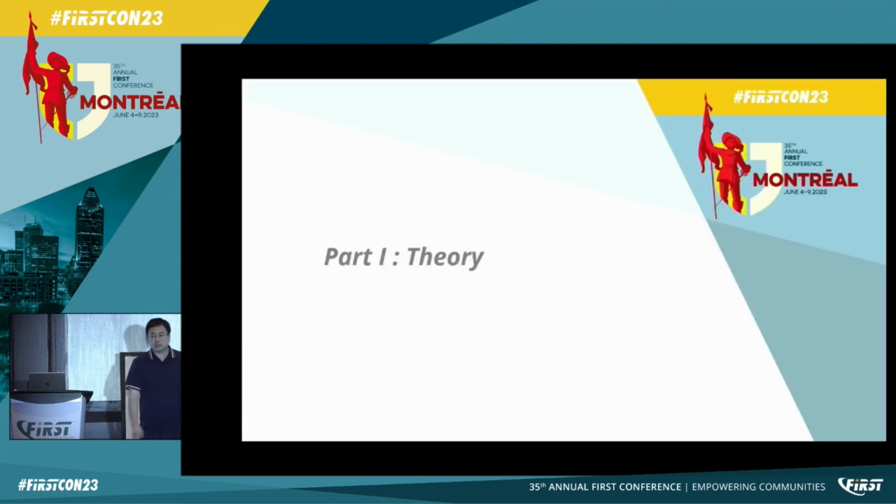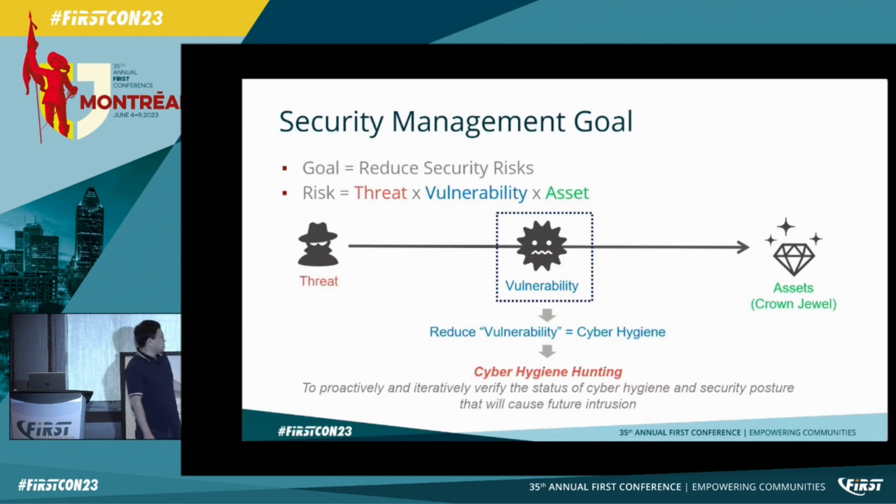Okay, first of all, the theory. Before going deep into cyber hygiene hunting, let's try to be on the same page. We need to share this slide. The goal of the security professional is basically reducing cyber risk. Cyber security risk has three components: threat, vulnerability, and asset. The threat, like an APT, will attack to try to steal or destroy the asset. And if there is a vulnerability on your system, the asset will be stolen or destroyed.